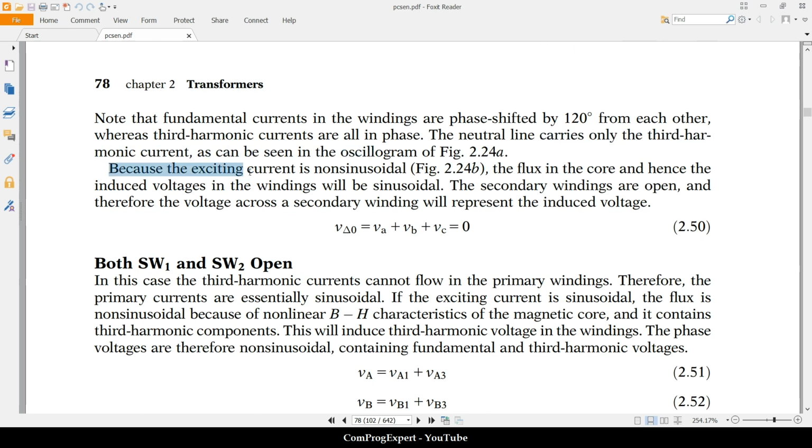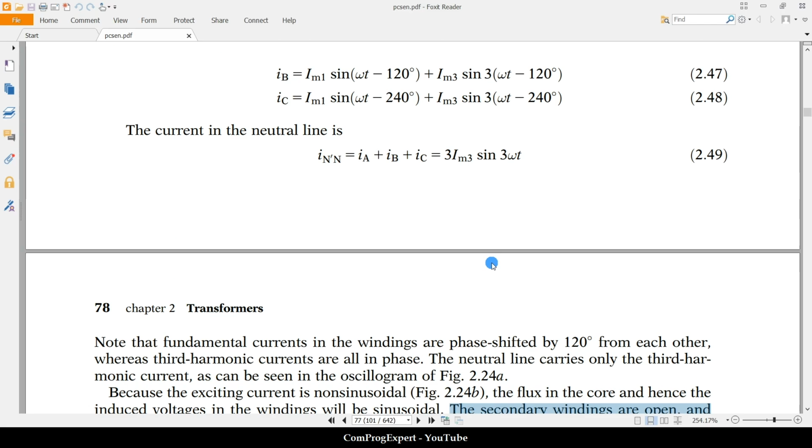Because the exciting current is non-sinusoidal, the flux linkage in the core and hence the induced voltage in the windings will be sinusoidal. The secondary windings are open and therefore the value of the voltage V delta 0, that is the summation of VA, VB, VC, is 0.